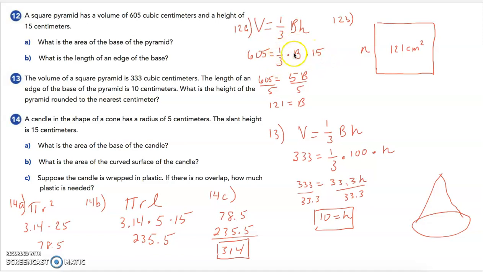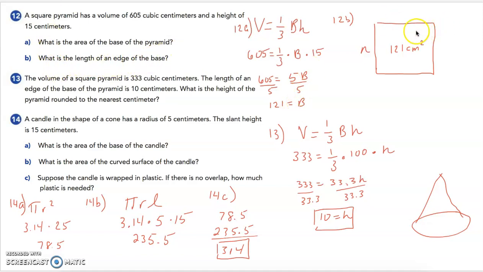We'll simplify this 1/3 and 15. So 1/3 times 15 is 5. So I'm left with 605 equals 5b. I divide both sides by 5. I get 121 equals the area of the base. All right. Now, what's the length of the edge of the base?